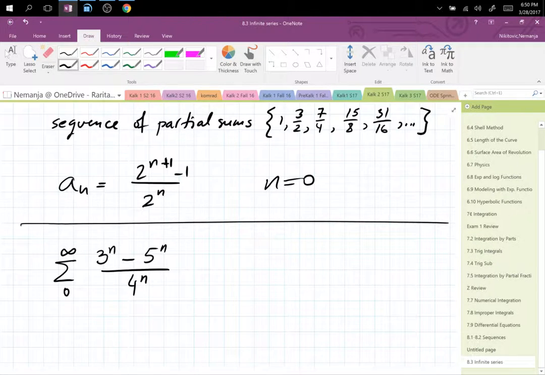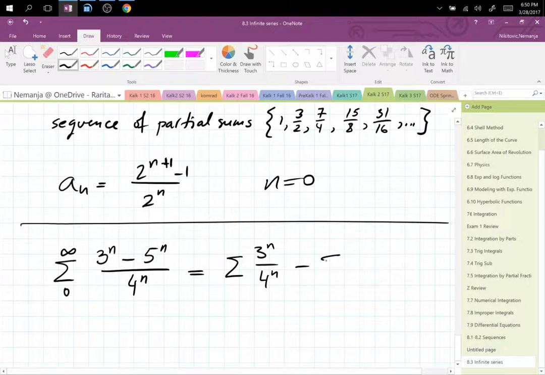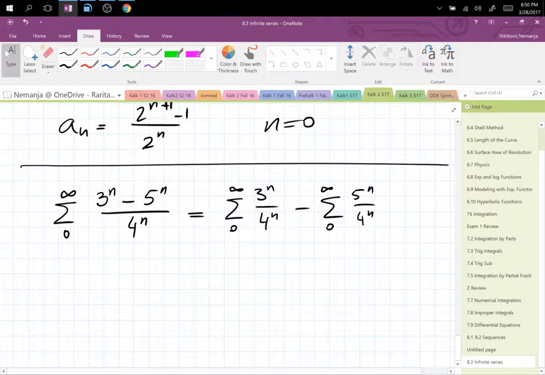Let's go over here and look. You cannot subtract. These are exponents. You separate into two sums. So the two sums will be subtracted. These are the favorite problems for exams. So this is the summation of 3 to the n over 4 to the n minus the summation of 5 to the n over 4 to the n, both from 0 to infinity. Each one gets its own sum.